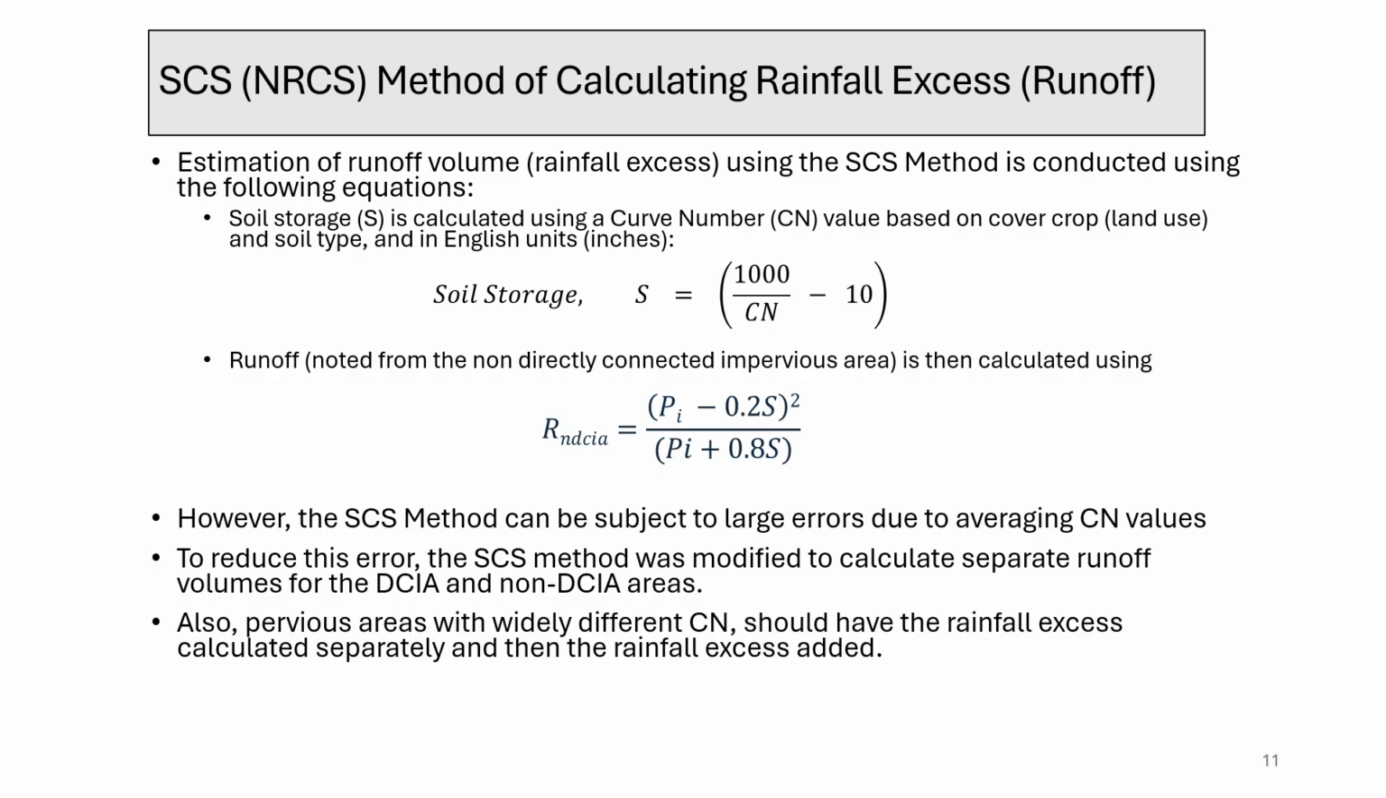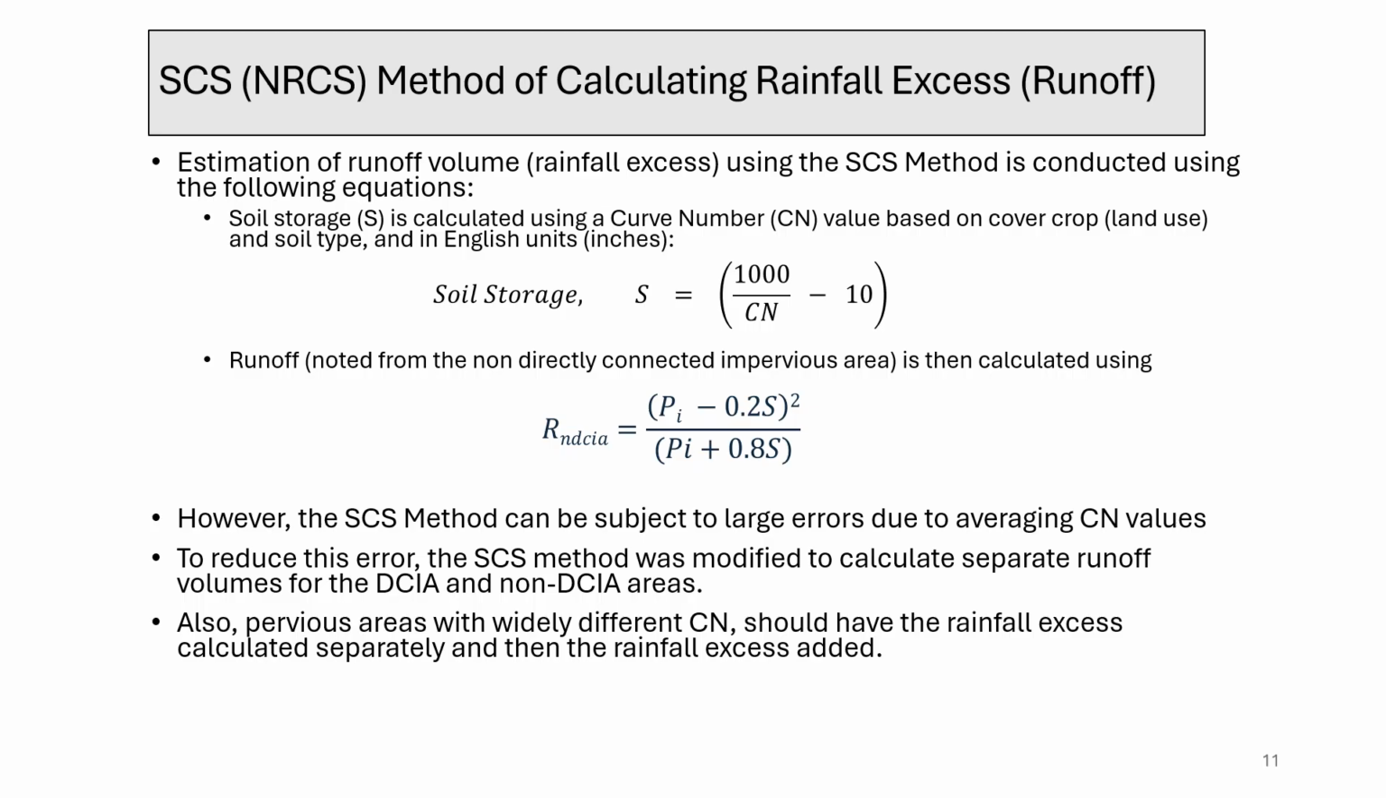However, it's important to recognize that the SCS method can be prone to significant errors, especially when dealing with averaged curve number values. This issue becomes particularly pronounced in situations involving directly connected impervious areas or mixed land uses. Simply averaging CN values, or even weighting them by area, doesn't always provide accurate results. To mitigate these errors, the SCS method has been modified. It's now recommended to calculate separate runoff volumes for the directly connected impervious areas, or DCIAs, and the non-DCIA areas.